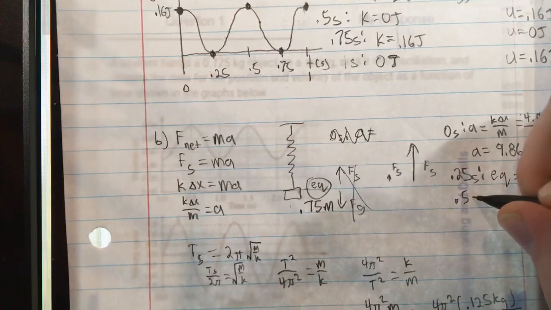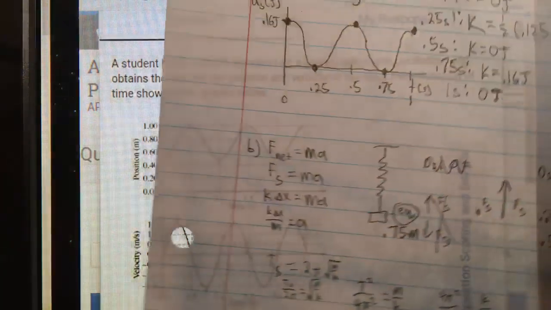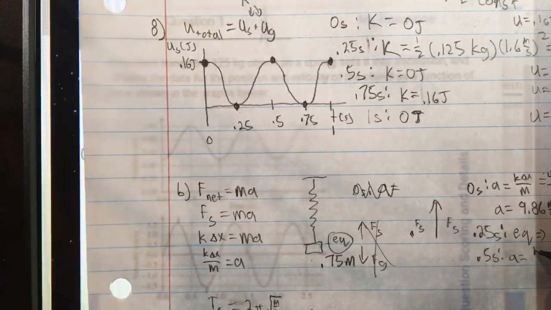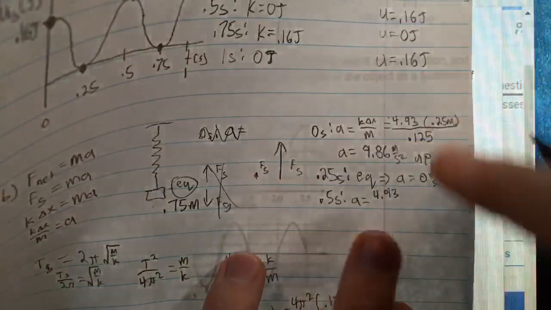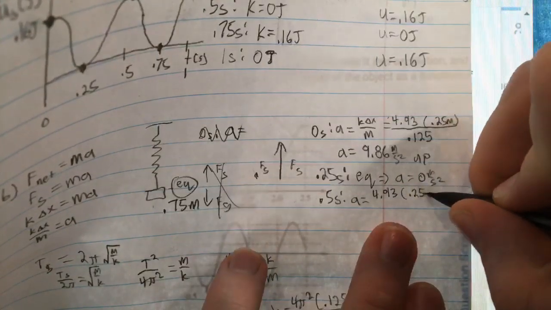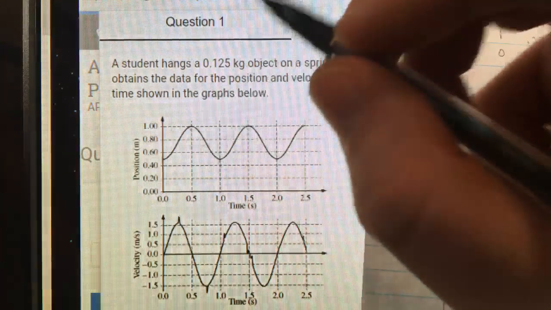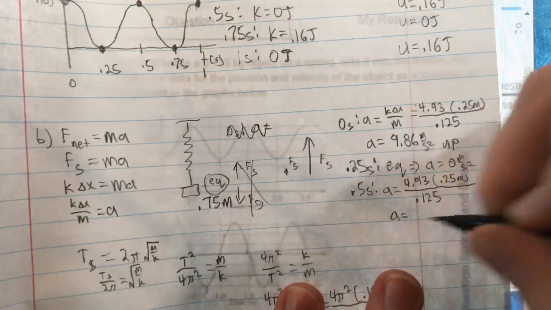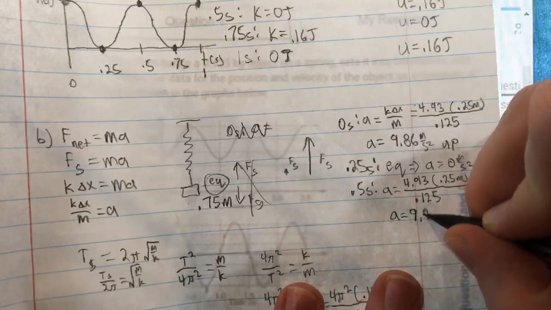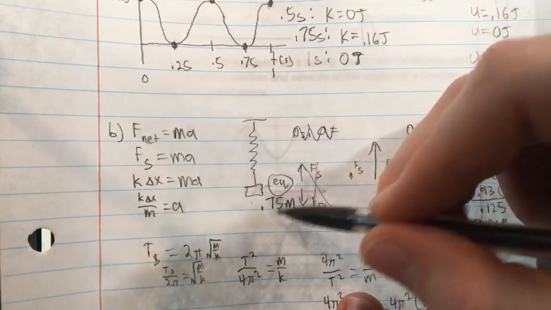So then I get to 0.5 seconds. Now I'm above equilibrium, so my acceleration is going to be that spring constant, 4.93, times 0.25 meters above equilibrium. We're at a position of 1 meter up, and our equilibrium was at 0.75. So we're 0.25 meters above the equilibrium position, divided by 0.125. So our acceleration will be the same as here, 9.86 meters per second squared. But now we're above equilibrium, so we're accelerating downward.